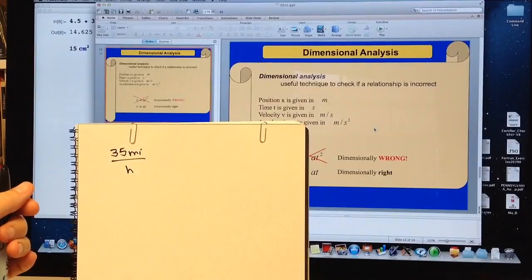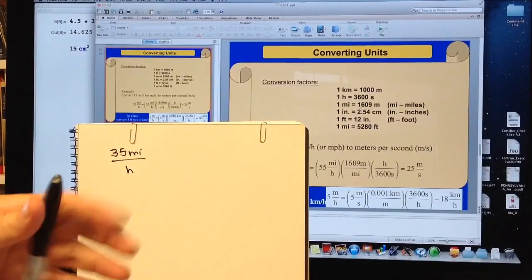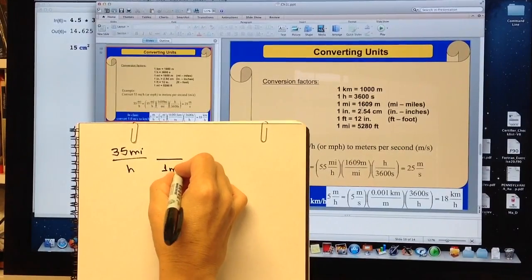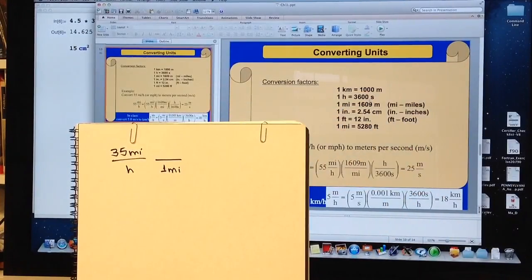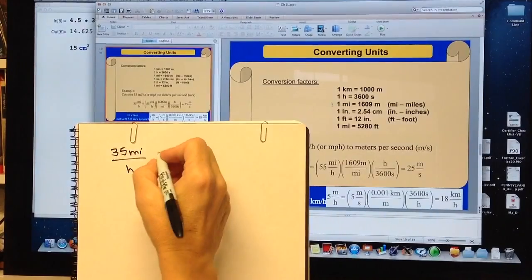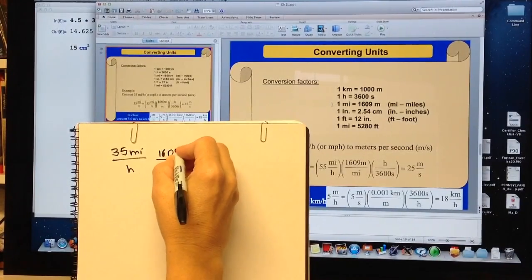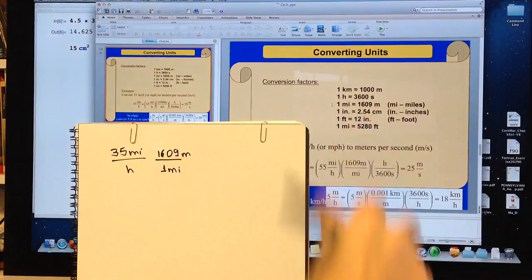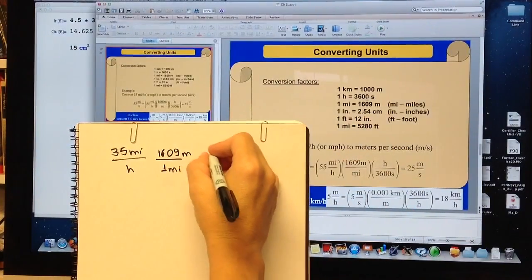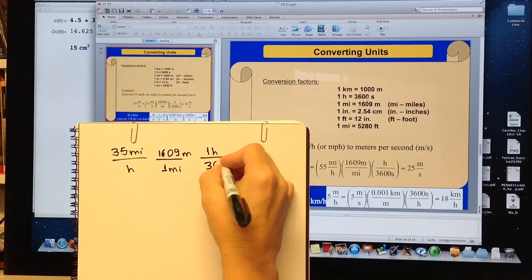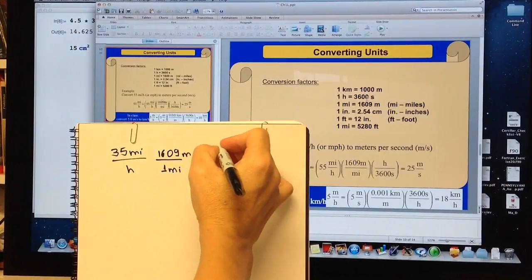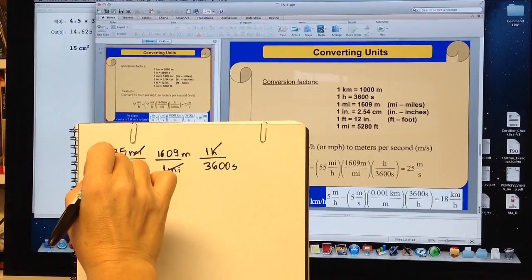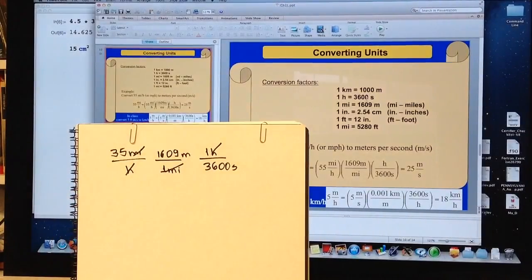So let's come back to our conversion factors, right? We want to get rid of the miles, so I'm going to put 1 mile here. I know that 1 mile is 1609 meters, so I'm going to put 1609 meters because I want to convert it to meters. And I know that 1 hour is 3600 seconds, so I'm going to put 1 hour on top, divided by 3600 seconds. Alright, so now I can cancel the hour, now I can cancel the mile, and now I have to multiply 35 by this number, divide by 3600.